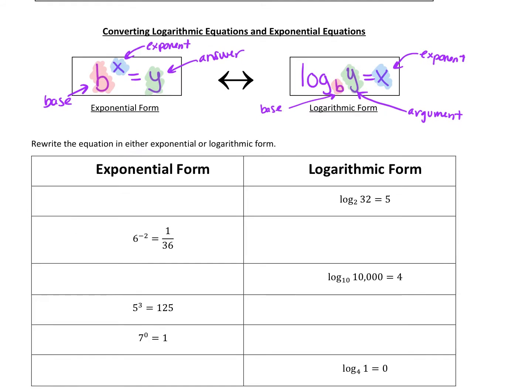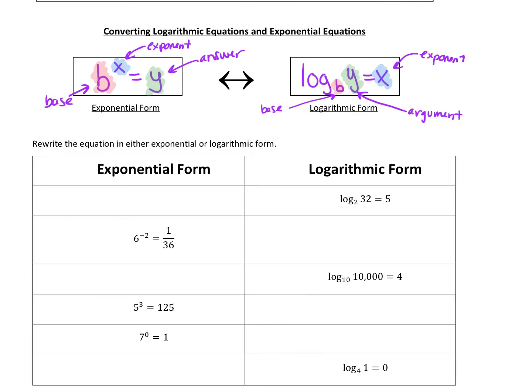So let's practice some of this rewriting. If I have log base 2 of 32 equals 5, what that means is 2 to the 5th power equals 32, which is true, because if you do 2 to the 5th power, you get 32. All right, let's rewrite this one. My base is 6, my x is -2, and my y is 1 over 36. So I'm going to have log base 6 of 1 over 36 would equal -2.